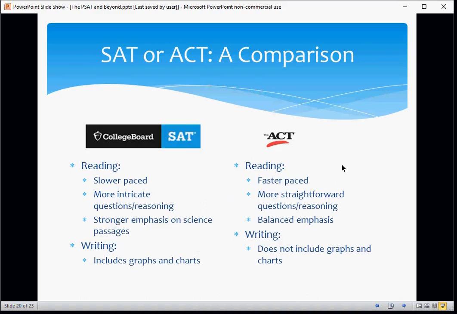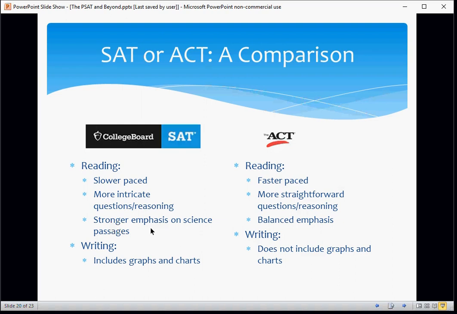Now, basic comparison between the SAT and the ACT, we talked about before. ACT is faster paced compared to the SAT. Questions are more straightforward. And on the reading, they have a balanced emphasis, which means there are quite a few different subject areas on the ACT, whereas on the SAT, there are fewer subject areas, and there's more of an emphasis on the science in the reading.